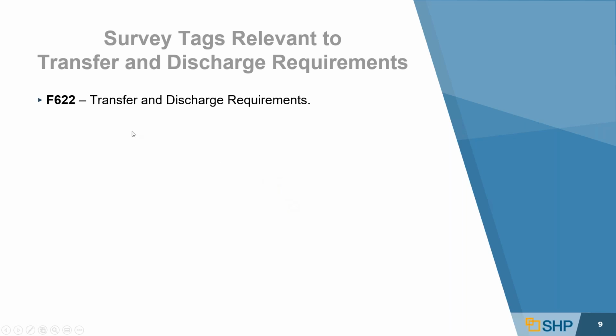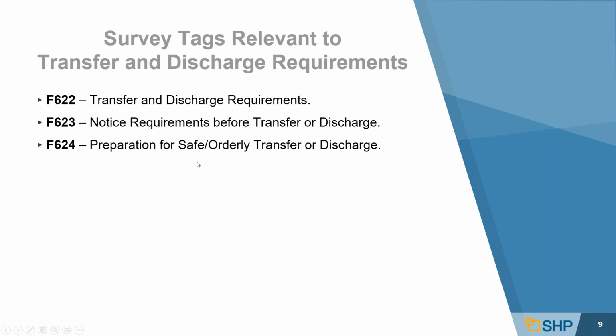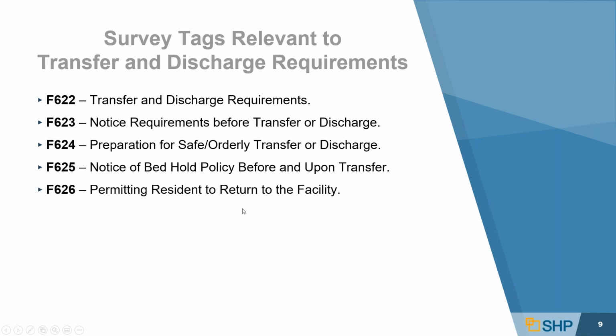These are the tag numbers that apply specifically to transfer and discharge requirements. 622, your transfer and discharge requirements. 623, notice before transfer. 624 is preparation for the transfer or discharge. Notice of bed hold policy. And you are familiar with all of these. Permitting residents to return to the facility, discharge planning, and facility and discharge summary.